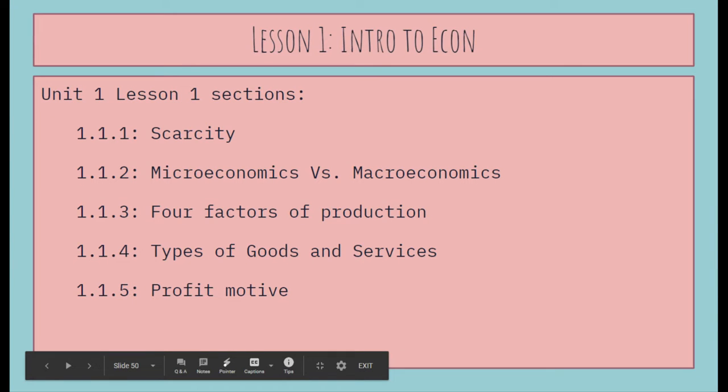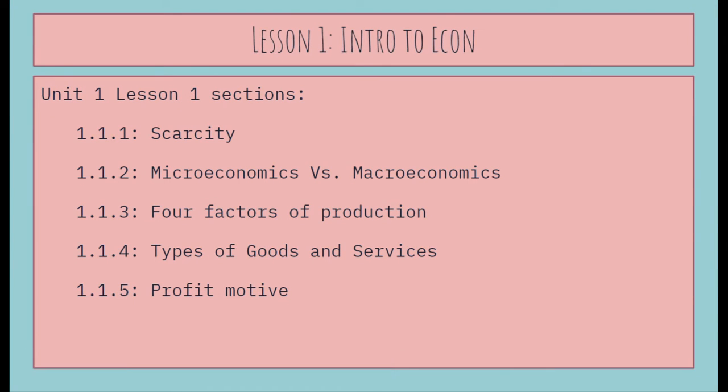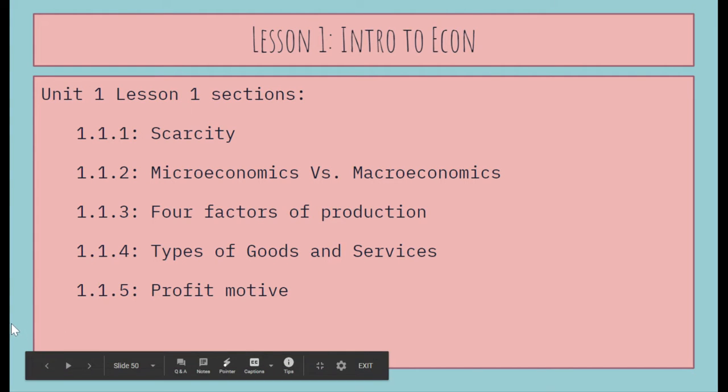Welcome to Unit 1, Section 1. Today we're going to be studying scarcity, micro and macro, the four factors of production, the different types of goods and services, and the profit motive that drives the economy.